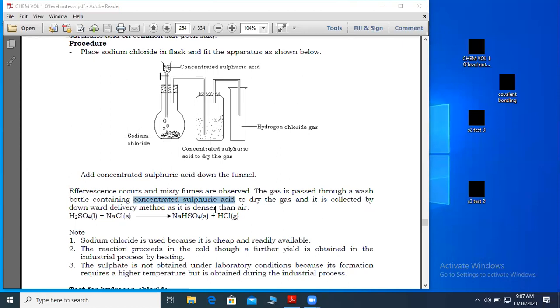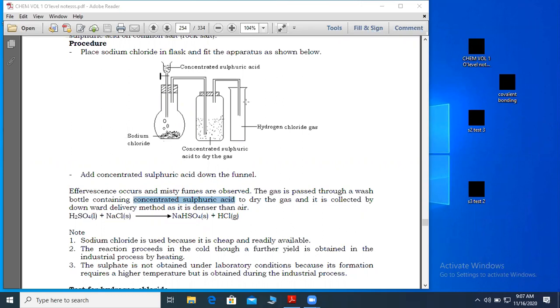And if you look at the question again, they are saying you mention the method of collection. Check the diagram. The method of collection by which hydrogen chloride is collected is downward delivery. Downward delivery, another name is upward displacement. Downward delivery or upward displacement of air.